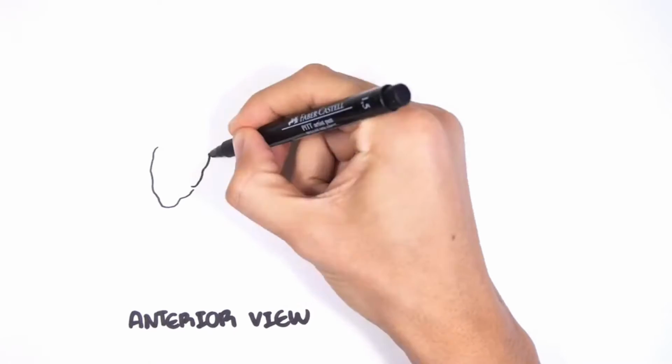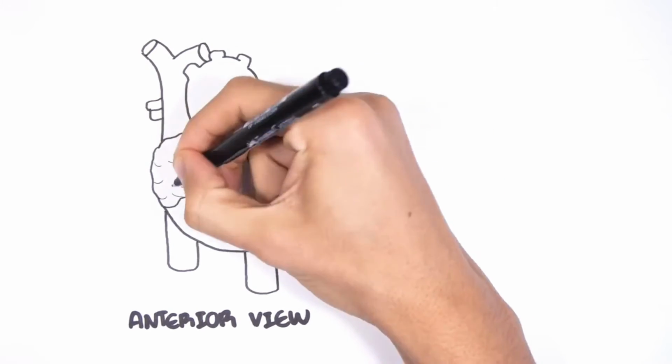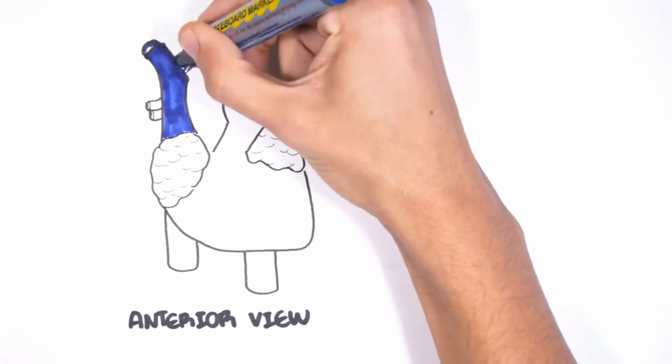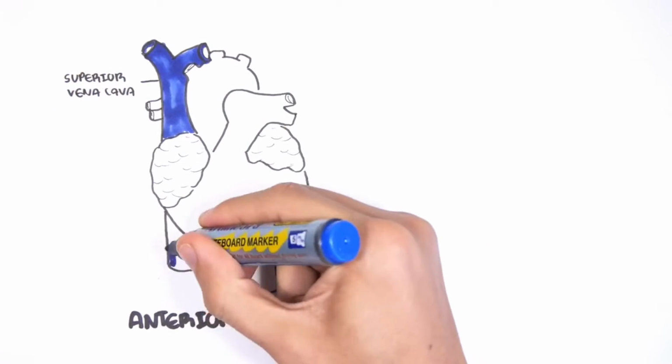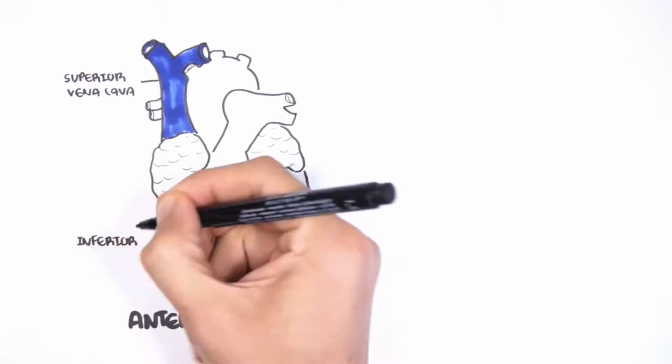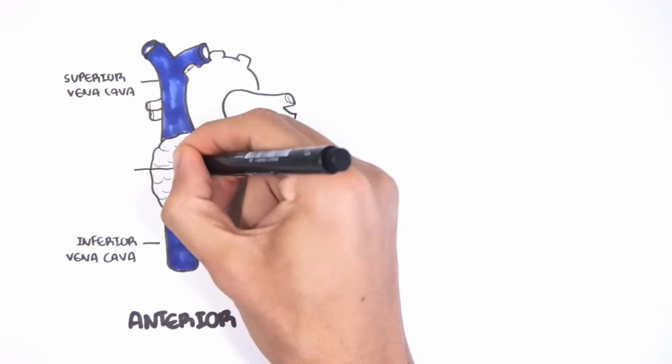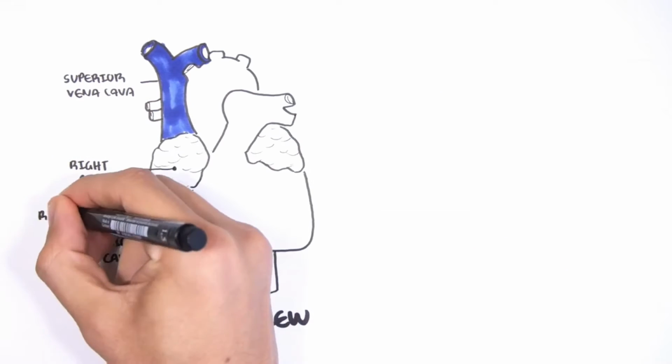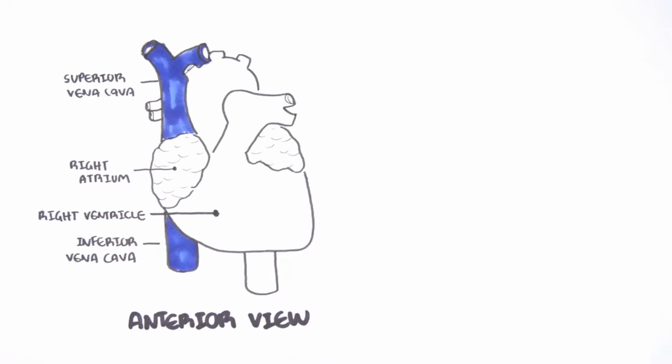And the red represents oxygenated blood, so blood high in oxygen. So here we're looking at the anterior view of the heart, the superficial anatomy. The superior vena cava and the inferior vena cava bring deoxygenated blood to the right side of the heart, to the right atrium, then to the right ventricle.